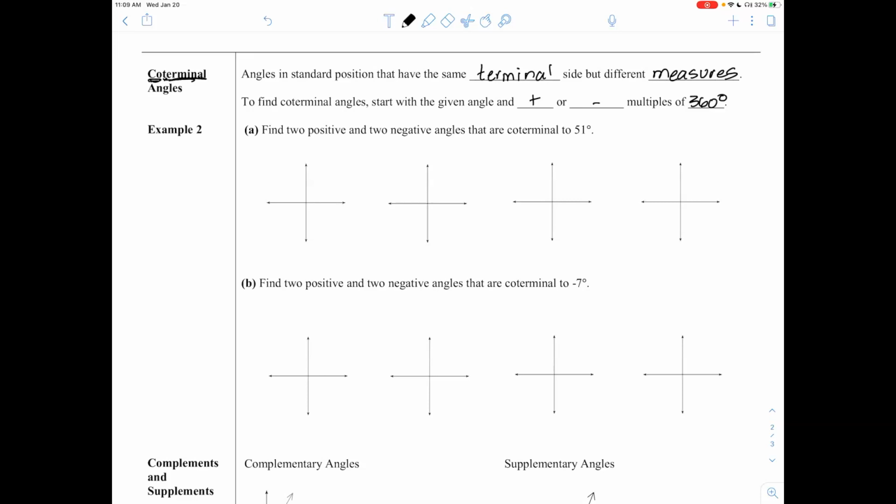So here in example 2, it says find 2 positive and 2 negative angles that are coterminal to 51 degrees.